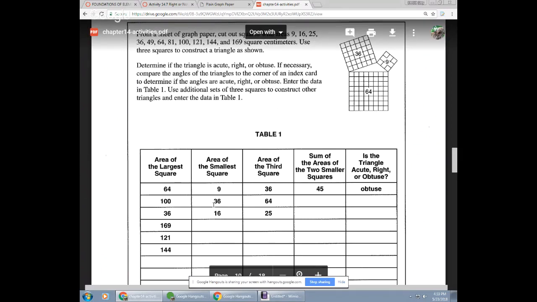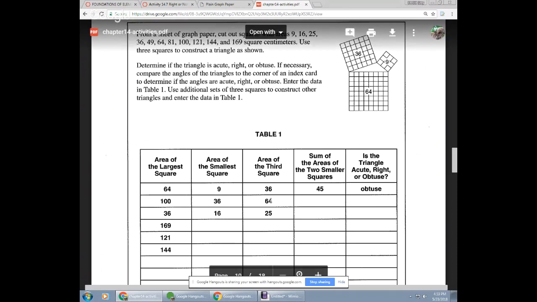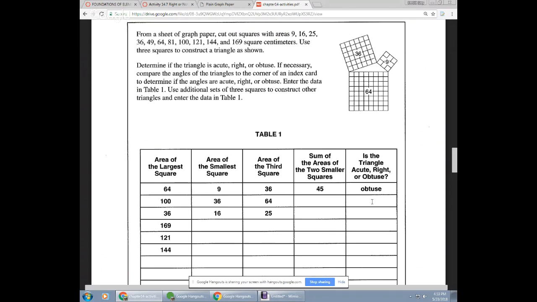The 100, 36, and 64, you can put those together. If you add up 36 and 64, that adds up to 100. What kind of angle do you see there? I'm just going to do a couple of other examples on this one here.